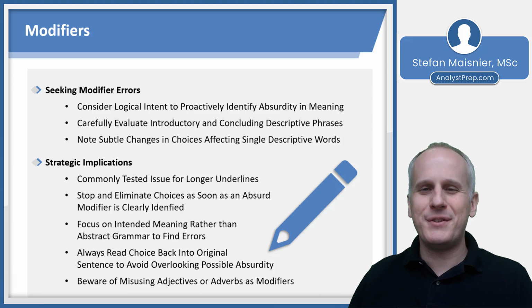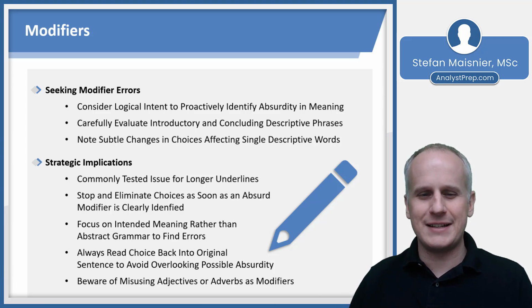And you also have to beware of a rather technical issue that comes up on some of the harder sentence corrections, which is misusing adjectives or adverbs as modifiers. We'll get into this in greater detail here in a moment, but basically it means you can't use an adjective when you should use an adverb or vice versa.